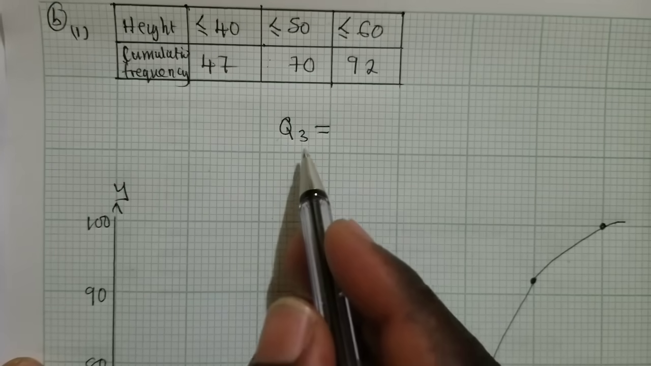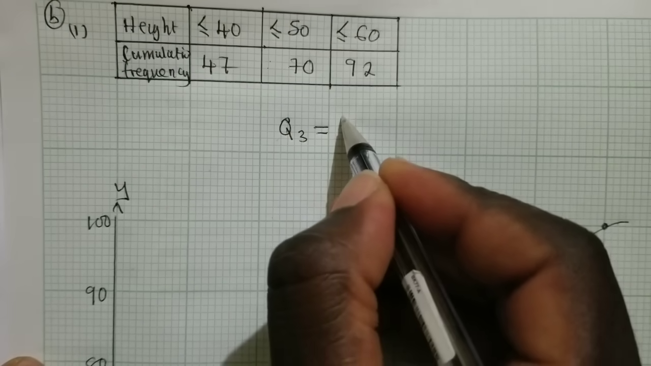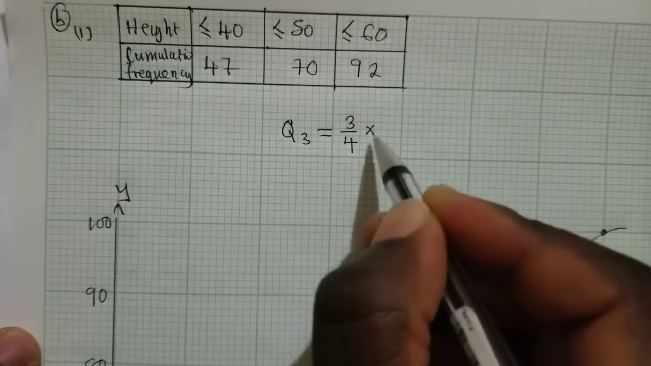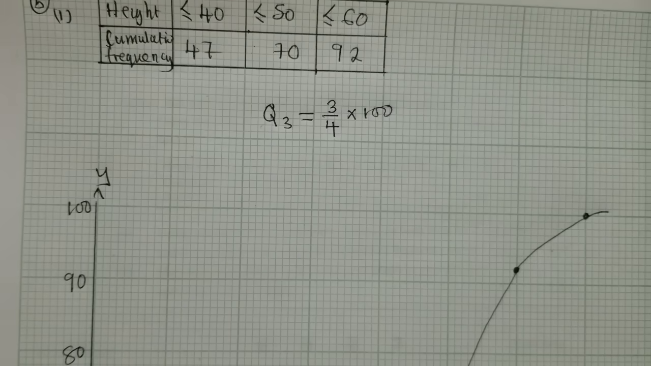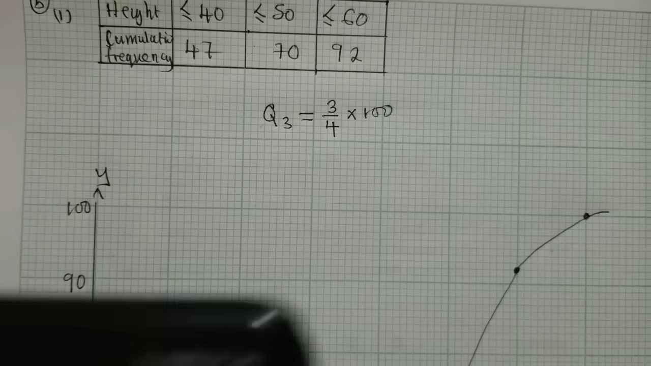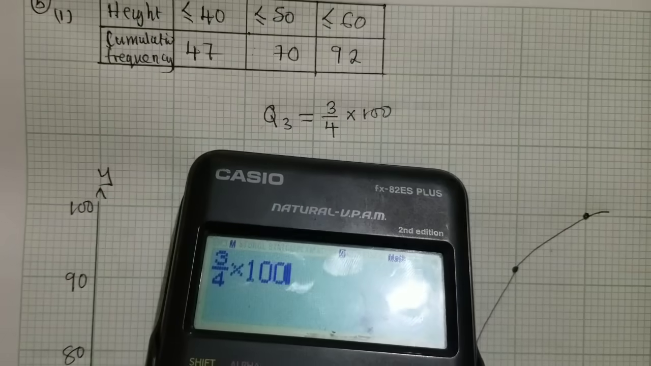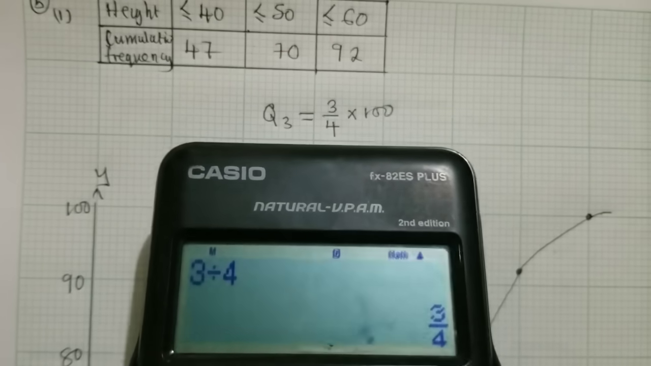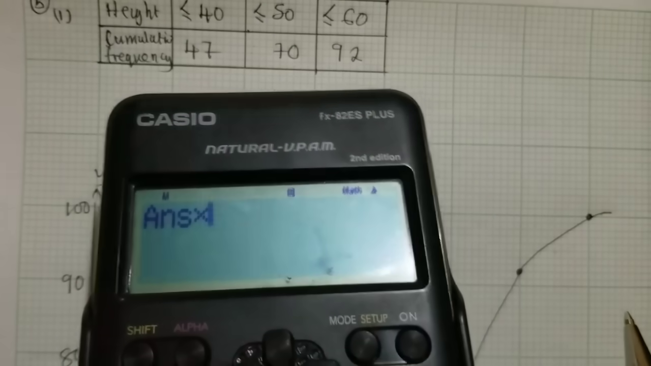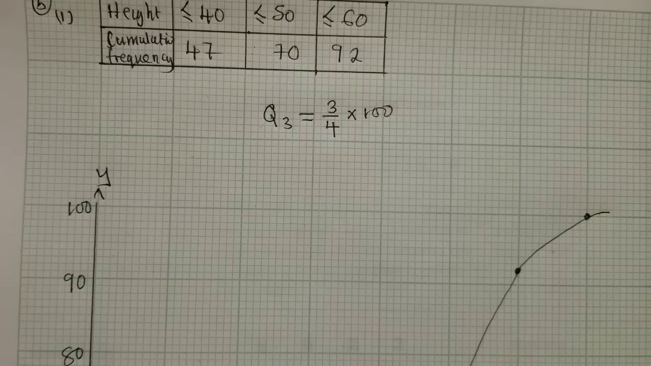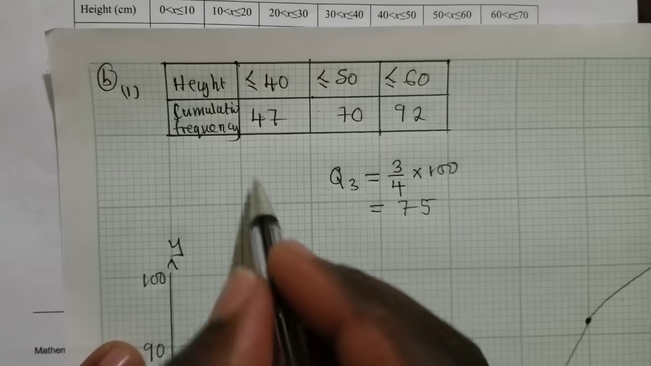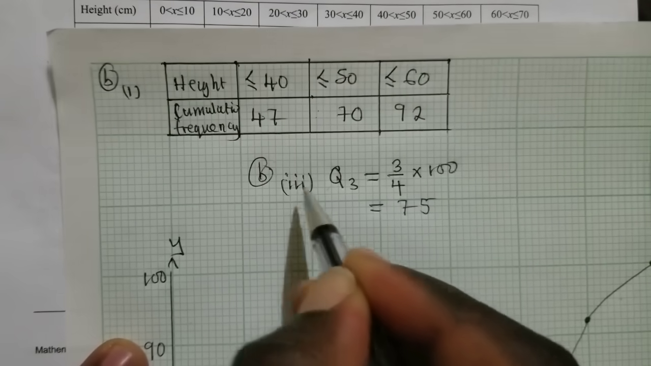We can find Q3 by simply writing 3 over 4 times the total, which is 100. Or if you want, you can say 3 divided by 4, and then times 100. It will definitely give you 75. So our Q3 is 75. And we also indicate that this is Q3. You must be very smart.